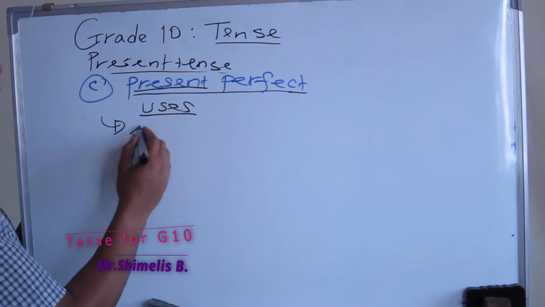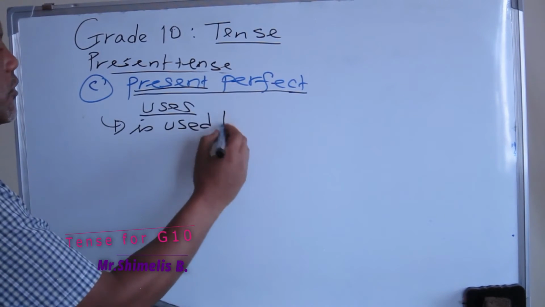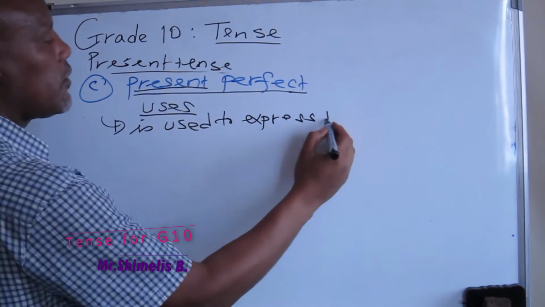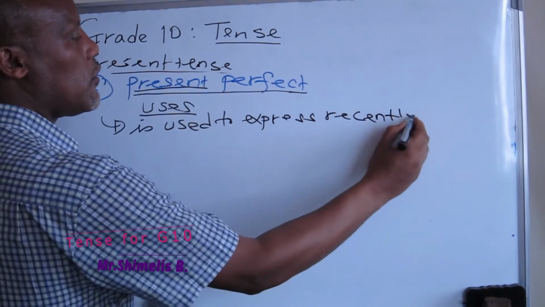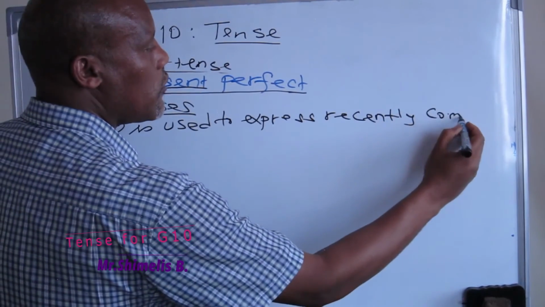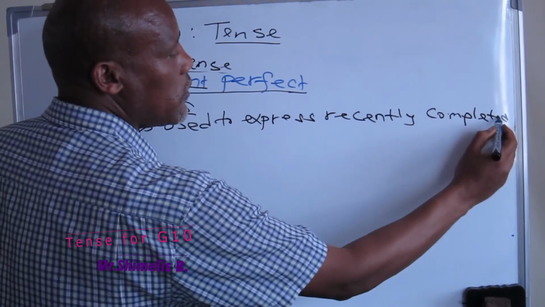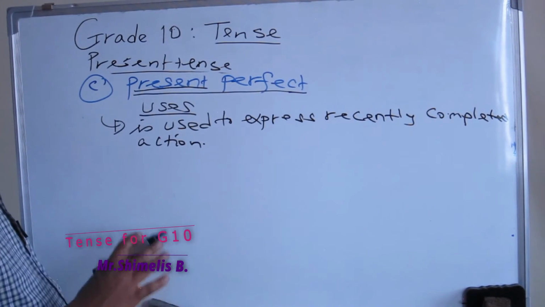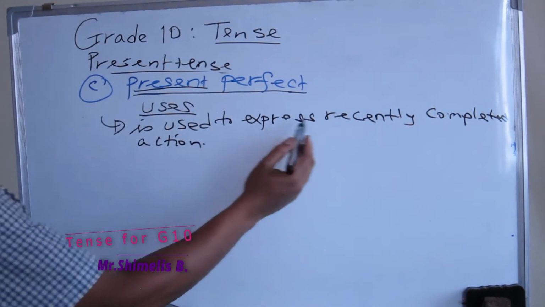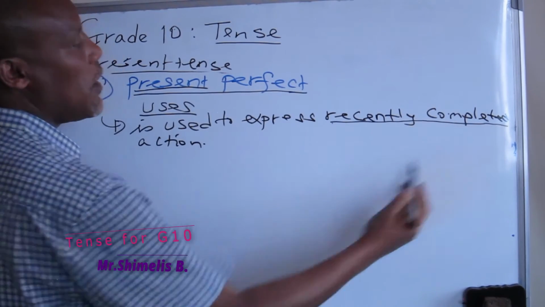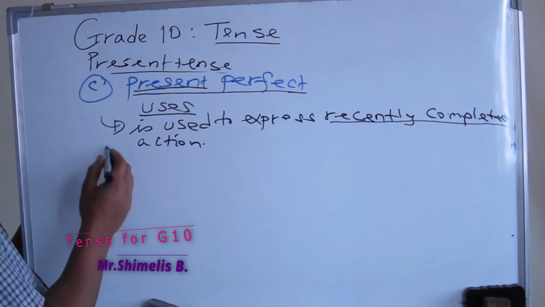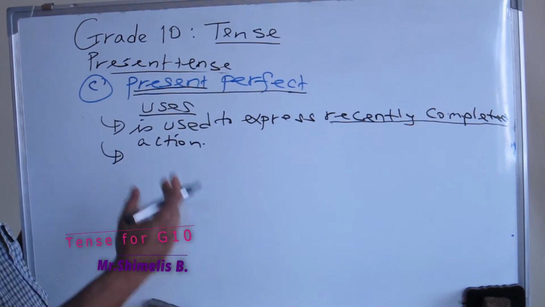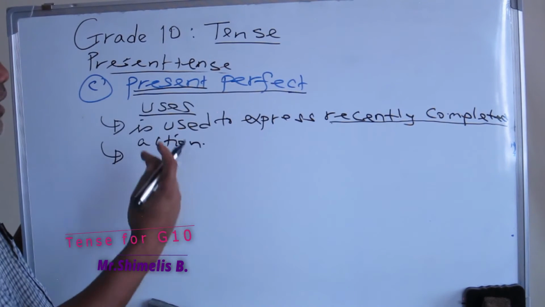Okay, it is used to express recently completed action. This is one of the cases that we might use present perfect for, to express recently completed actions. Okay, recently completed action. The other case that we might use present perfect for is to express an action which has started sometime in the past and comes up to the present.